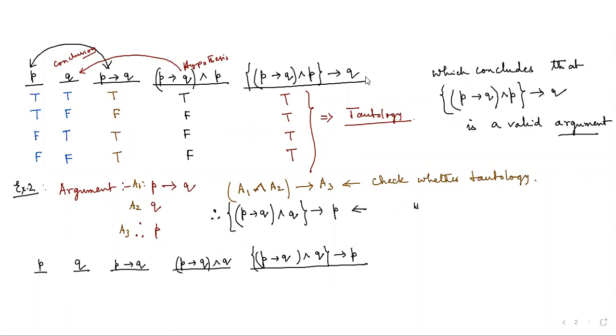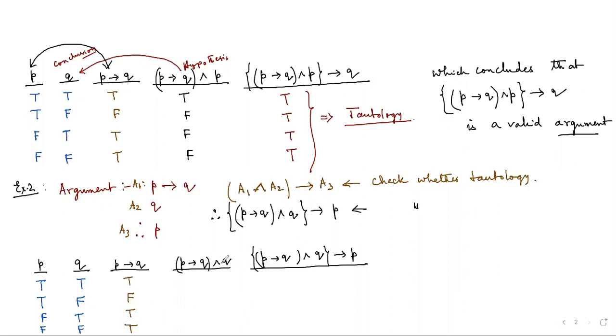Now, the possible set of truth values for the statements P and Q are TT, TF, FT, and FF. And we know from here that the truth value of this will be T, F, T, T.